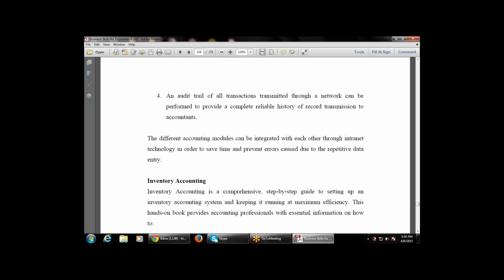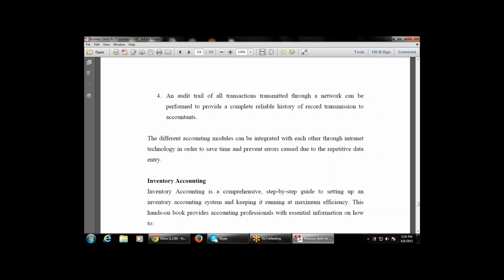Now next is inventory control or inventory accounting. Once we are over with the transaction accounting that includes the general ledger, accounts payable, and accounts receivable, now what is inventory accounting? It is a comprehensive, step-by-step guide to setting up an inventory accounting system and keeping it running at maximum efficiency. That is, there will be maximum control in an inventory accounting system.